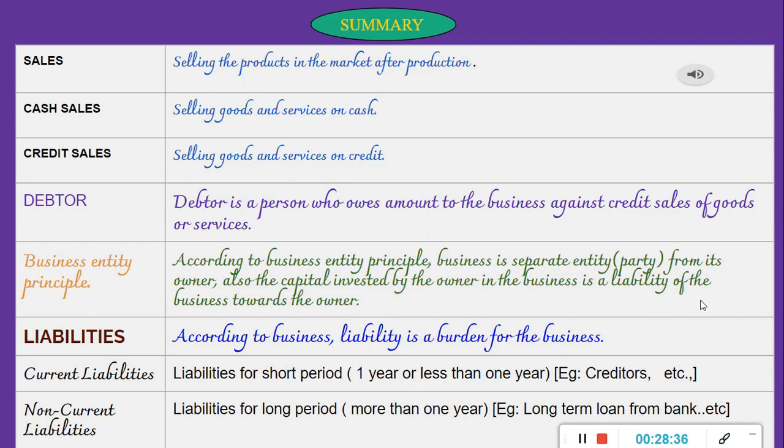Now, liabilities. According to business, liability is a burden for the business. Current liabilities. Liabilities for a short period, that is 1 year or less than 1 year. The example of current liability is creditors. Non-current liabilities. Liabilities for a long period of time, that is more than 1 year. Example, long-term loan from bank, etc.